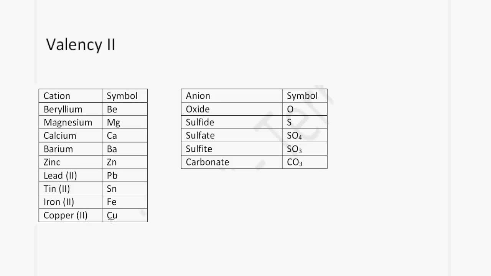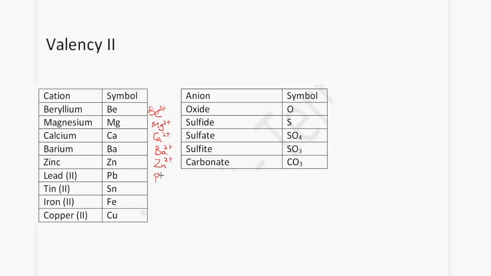And copper 2, the symbol is Cu. Now remember, these are cations, so they have a positive charge. So we write it as Be2 plus, because it has a valency of 2. Magnesium will be Mg2 plus. Calcium will be Ca2 plus. Barium is Ba2 plus. Zinc will be Zn2 plus.